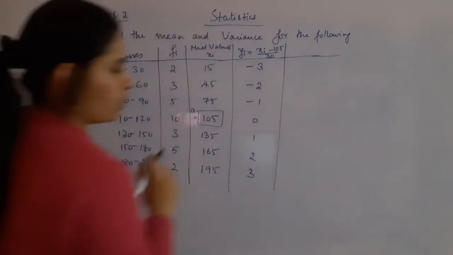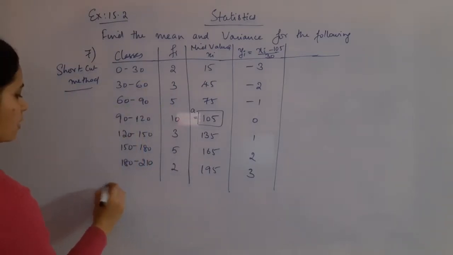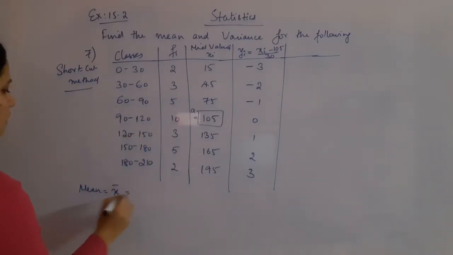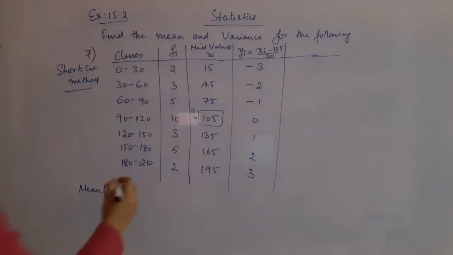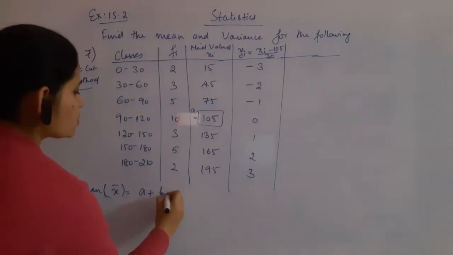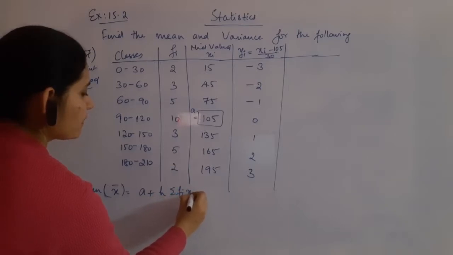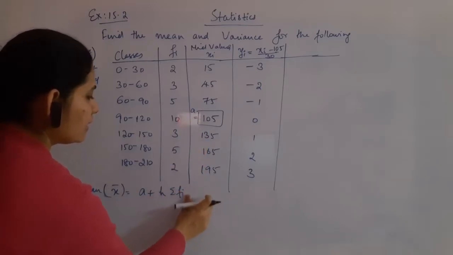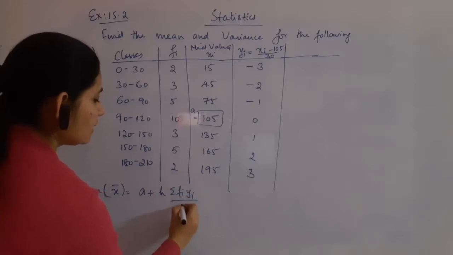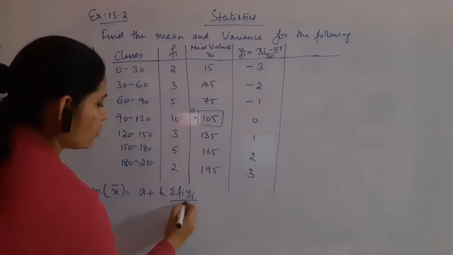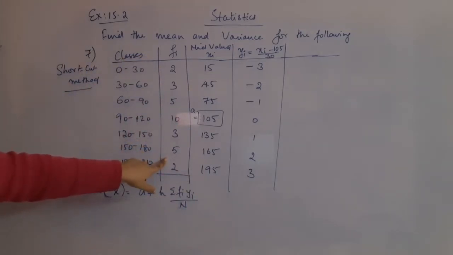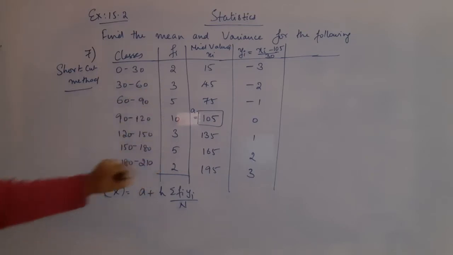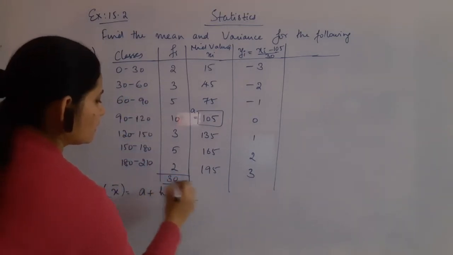Now what values do you want in order to get your x bar, which is the mean? When you are using this method, the mean is a plus h into sigma fi yi, instead of xi you will have yi, divided by sigma fi or capital N. What is that capital N? The sum of these frequencies. How much are you getting? The total is 30.